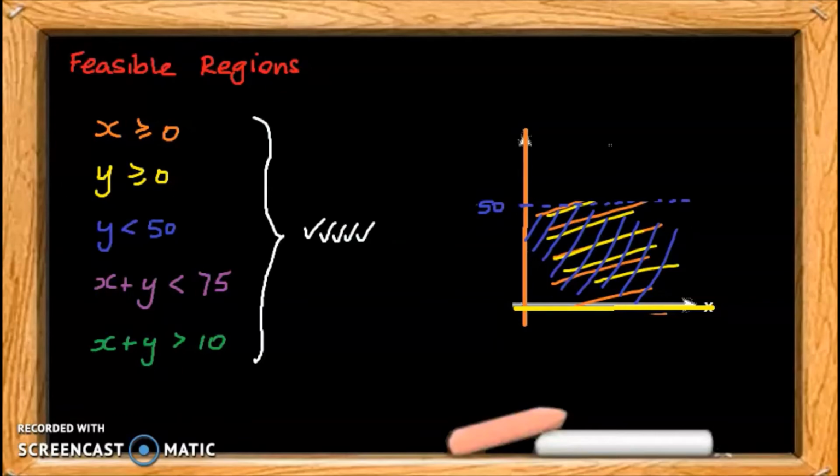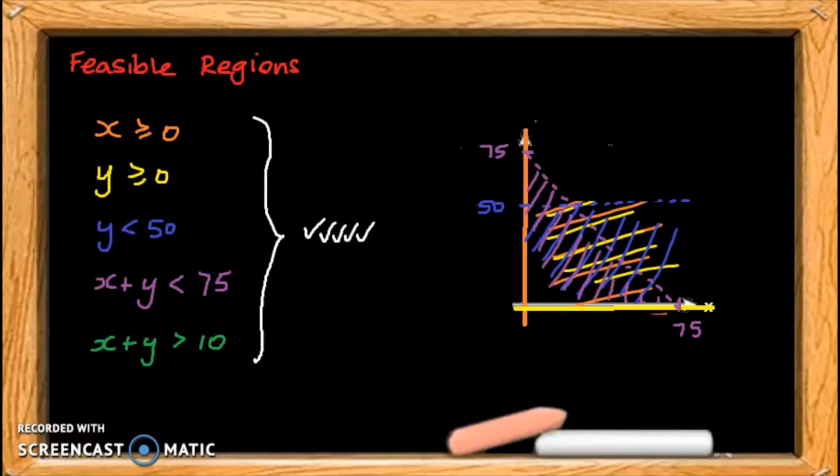The next criteria is that x plus y is less than 75. Now that line is going to look like a diagonal line starting at the point 0, 75 on the y-axis and finishing at the point 75, 0 on the x-axis. So it's going to be a broken line that looks like that. So let's draw that in as a broken line. And this less than area, that's actually going to be this area here.